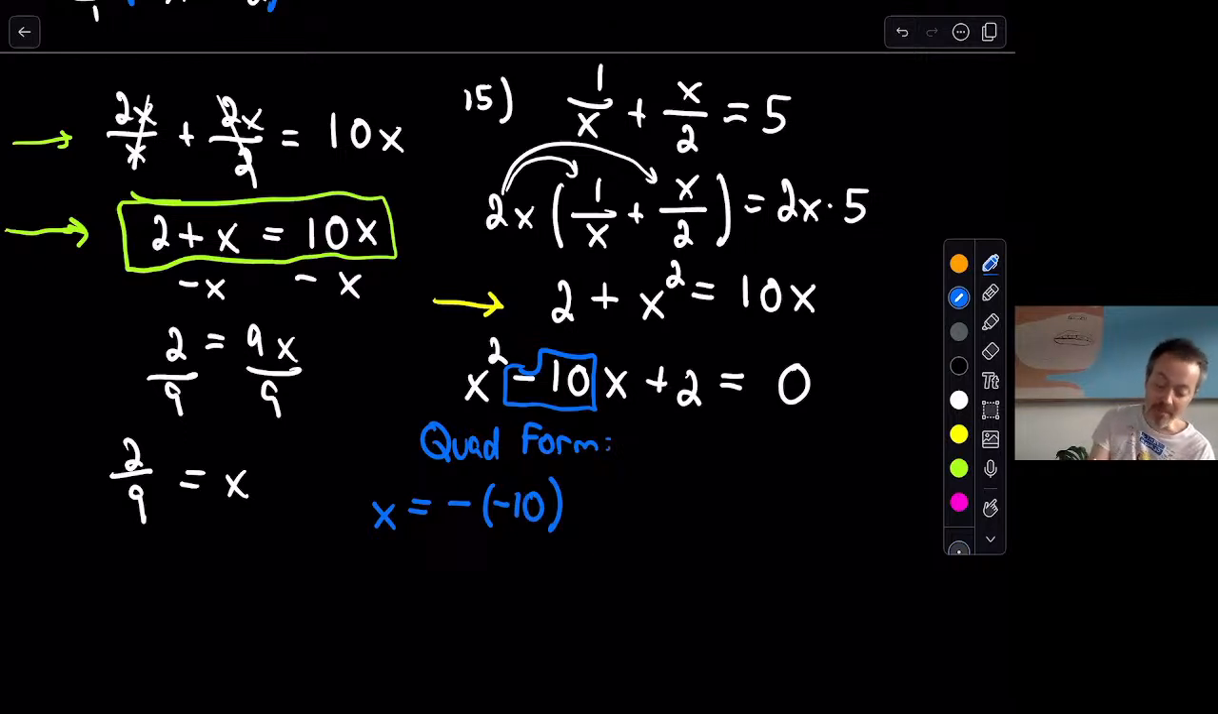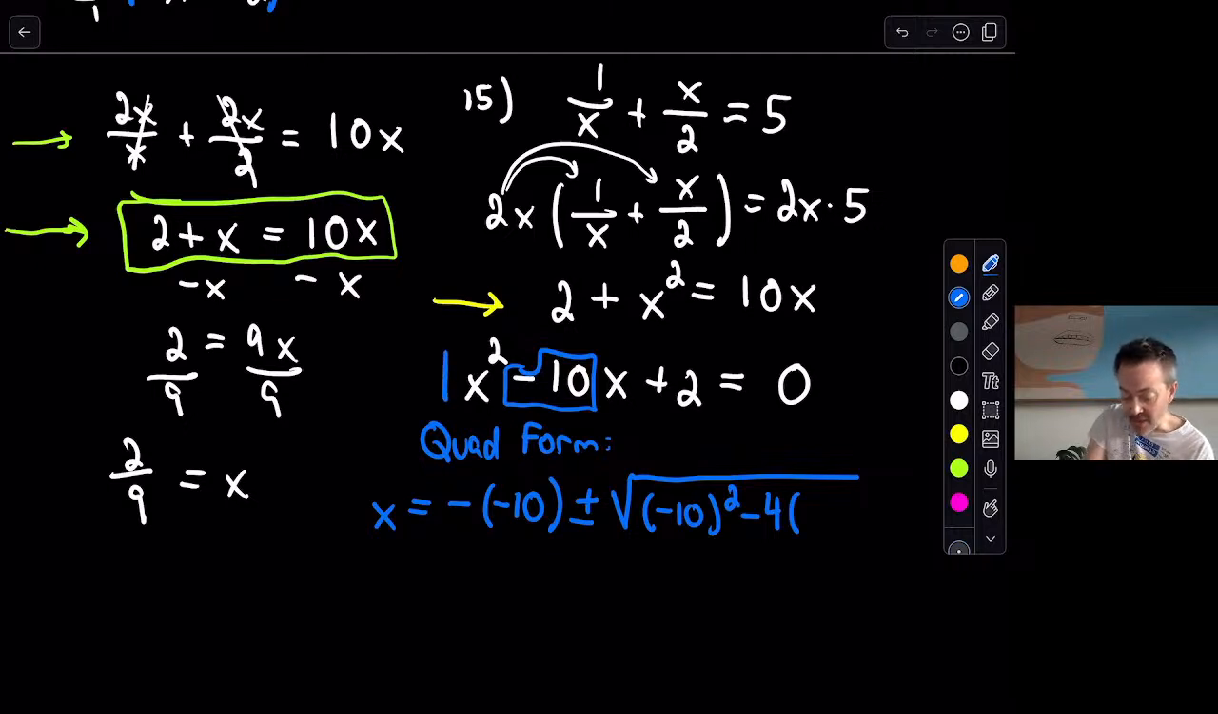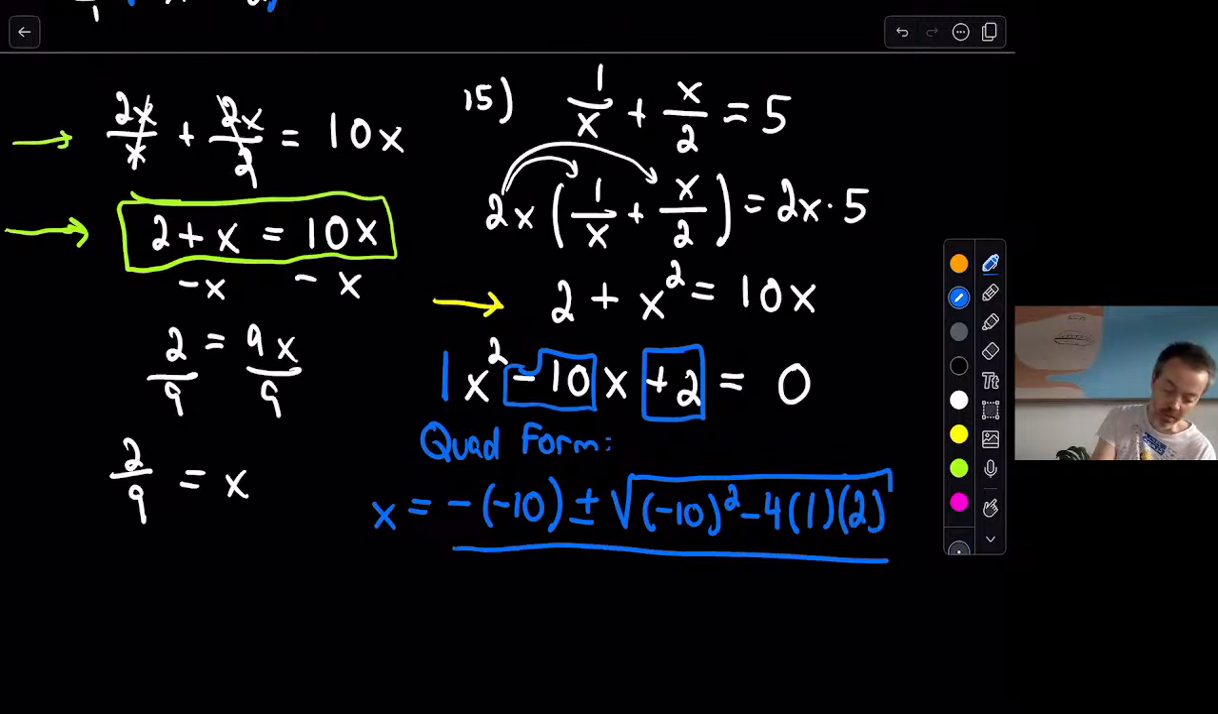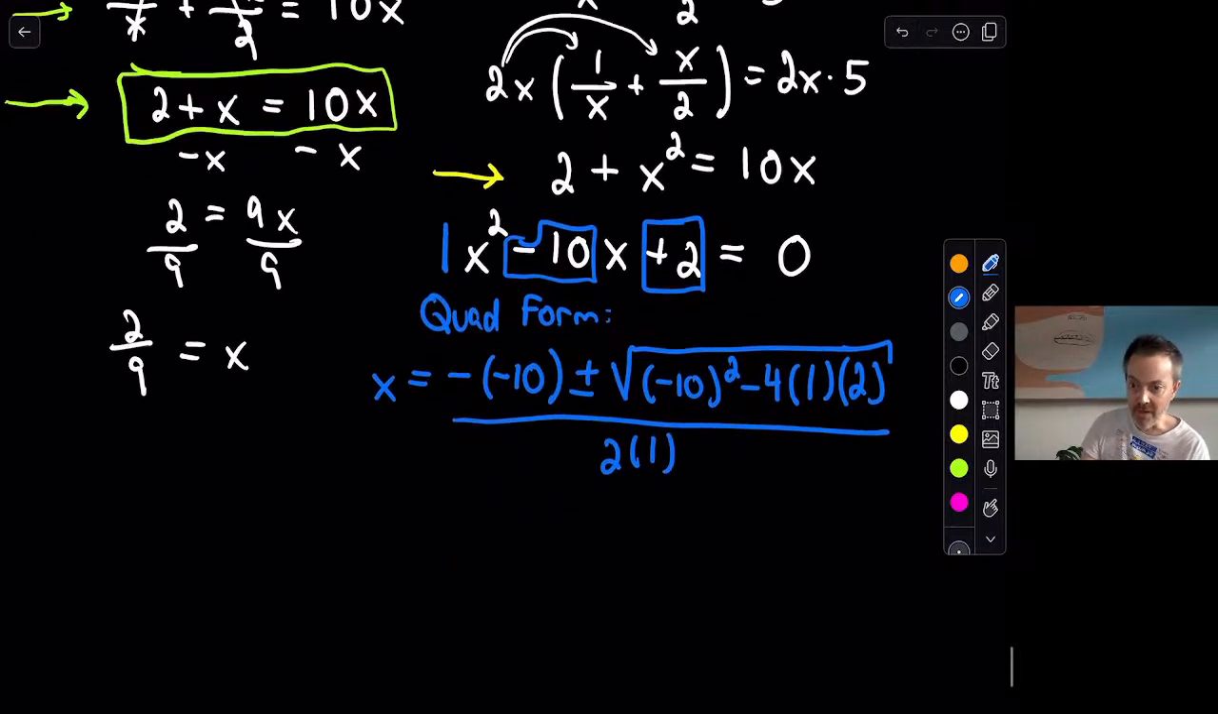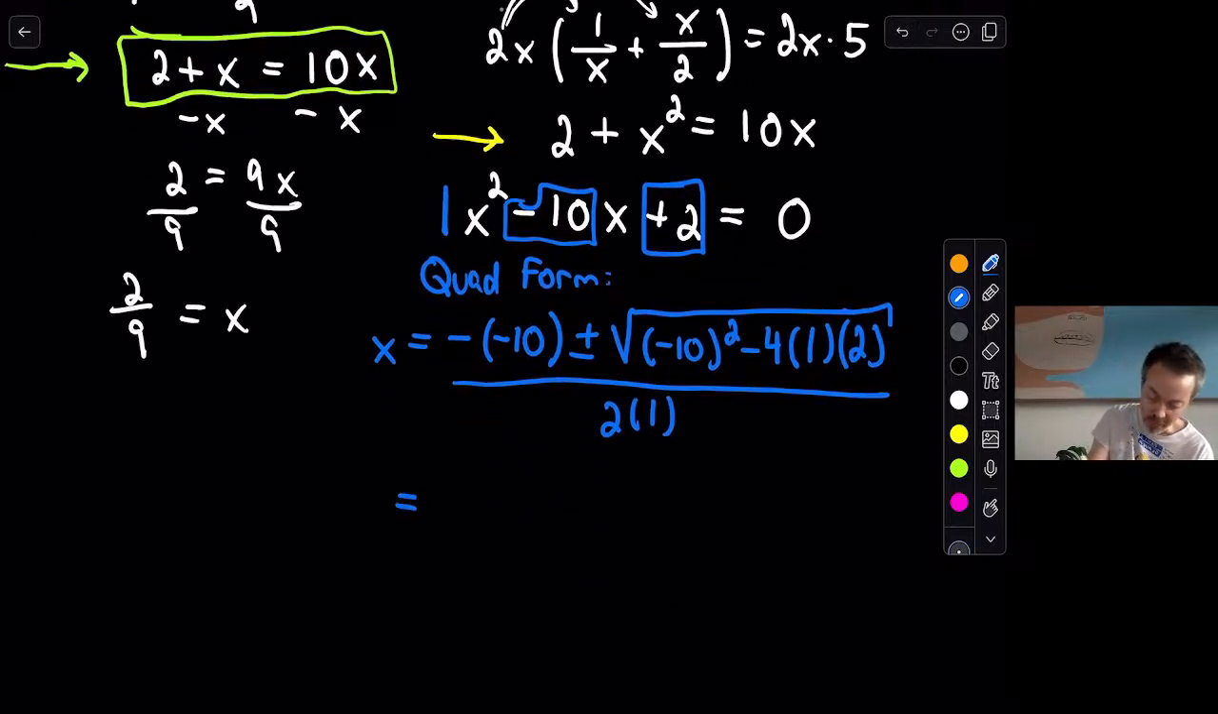So negative b plus or minus the square root of b squared minus 4 times a. And again, the a is whatever number's in front of x squared, which is a 1. And then we multiply that by c, which is the value of our constant, which is 2. And this is all over 2 times a. I don't know how much of this I'll go through. I'll do a little bit.